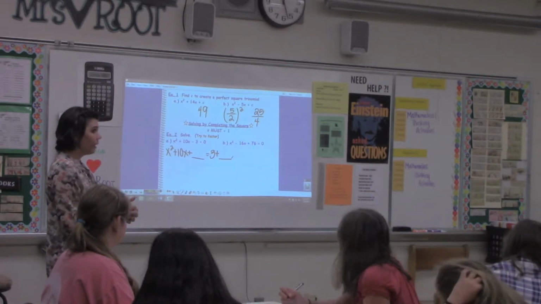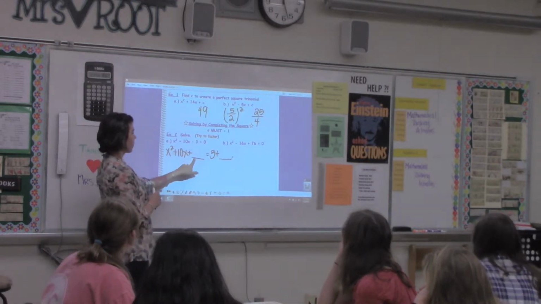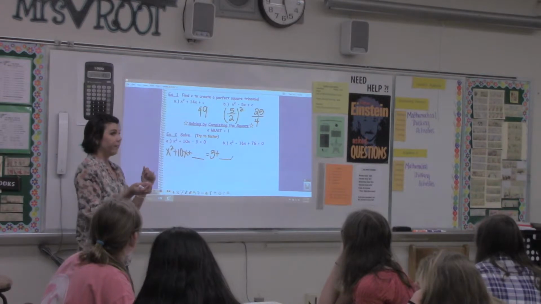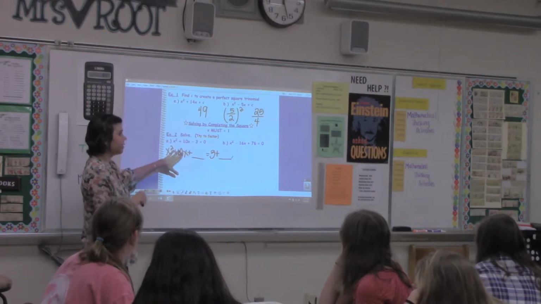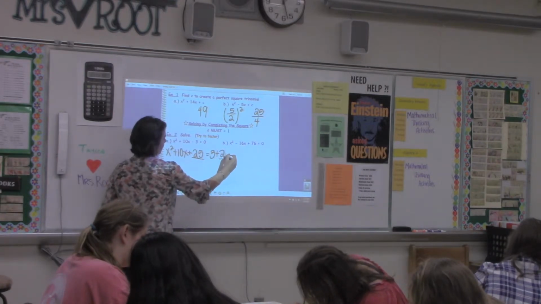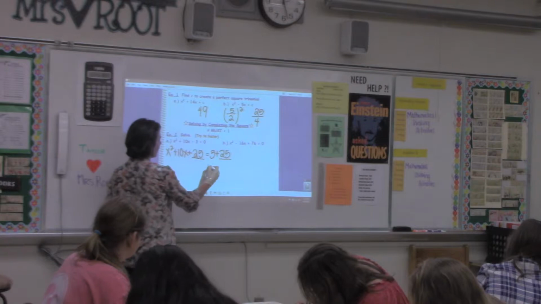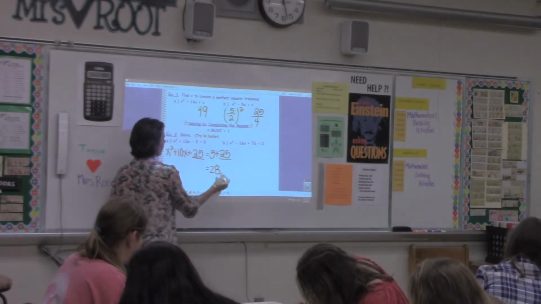Now, what am I going to fill the blank in with? Right here. Is it going to be 5 or 25? 25. Good, because half of 10 is 5, but remember we have to square that. So we're going to put 25 here and 25 here. Okay, we can do the right-hand side pretty quick. That's going to be equal to 28.